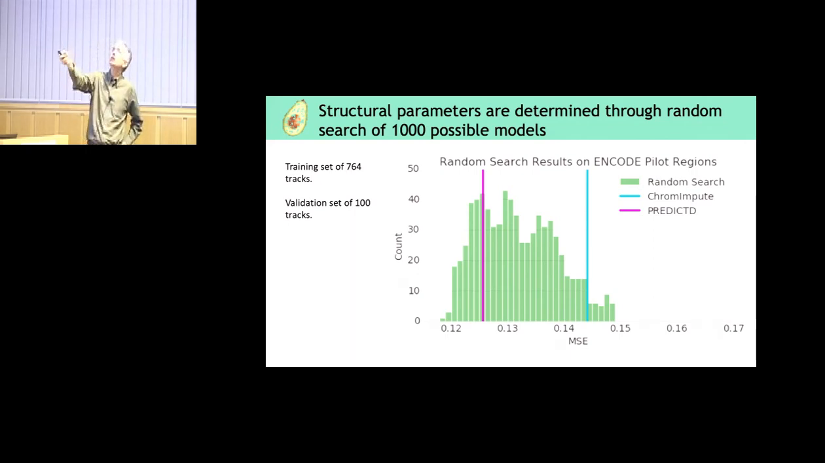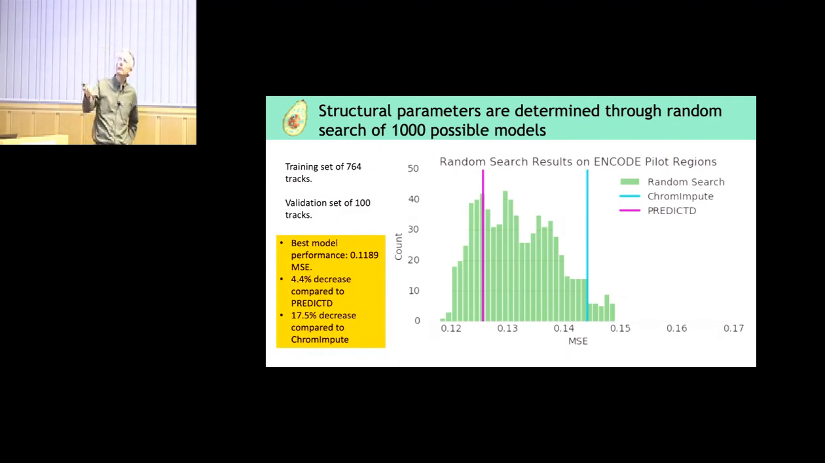The 2 bars here show the performance of ChromImpute and PREDICTD. So mean squared error, right? Smaller is better. And so we chose the model that works the best on the validation down here. This gives us a performance increase, a 4.4% decrease in mean squared error compared to PREDICTD, and a 17.5% decrease compared to the first method developed in this field by Manolis Kellis and Jason Ernst called ChromImpute.